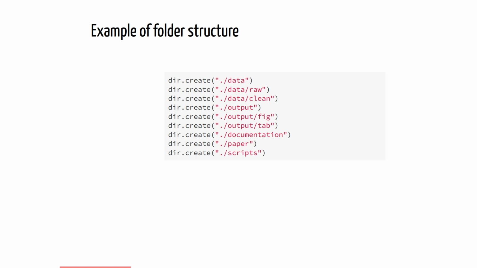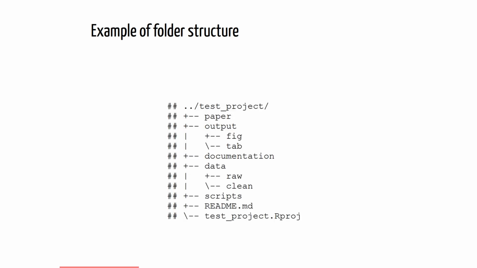And the code I show you here is actually code from R, so you can create all of these folders directly from R, and then they will exist on your computer. You can run this code just once, and then you have everything set up to start doing your work. And this is an example of the folder structure. So this is how it would look once you set it up.